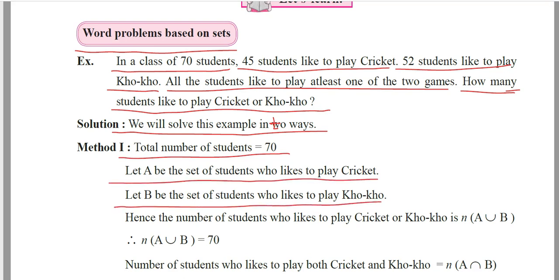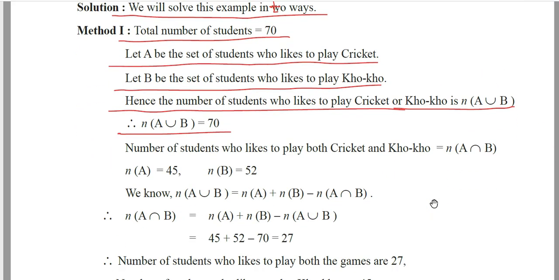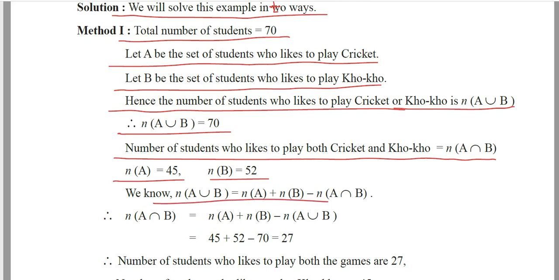Let B be the set of students who like to play Kho-Kho. Hence the number of students who like to play cricket or Kho-Kho is n of A union B. Therefore n of A union B is equal to 70. The number of students who like to play both cricket and Kho-Kho is n of A intersection B. n of A is equal to 45. n of B is equal to 52.